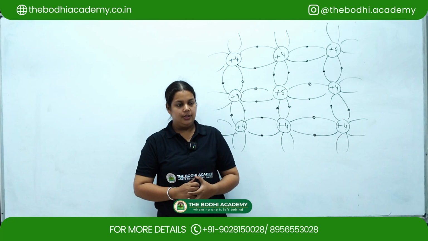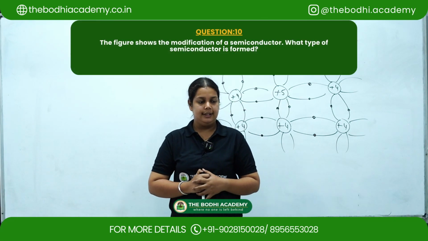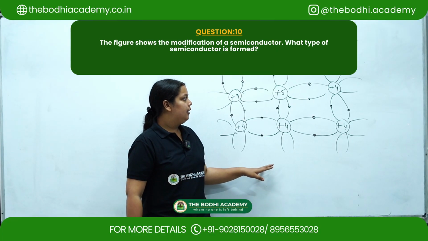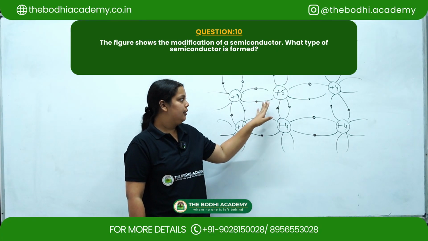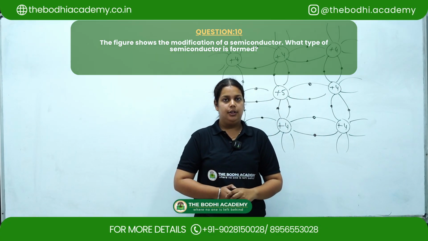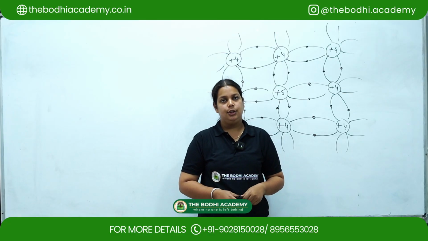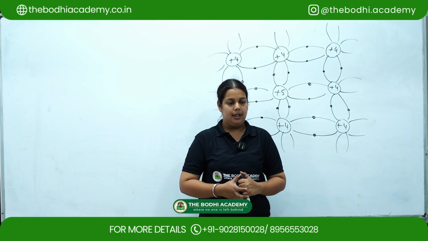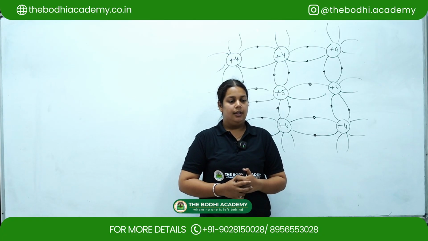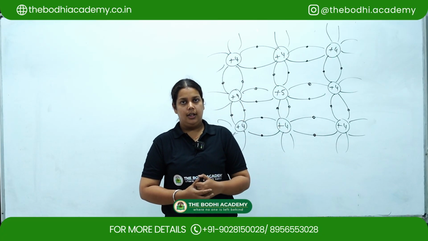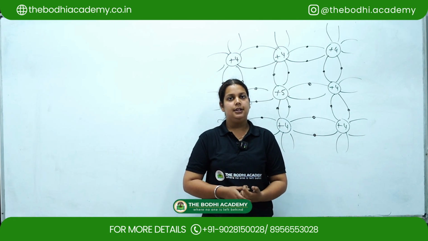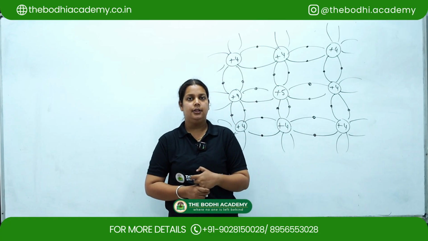Coming to the last question, the figure shows the modification of a semiconductor. What type of semiconductor is formed? So from the figure we can make out that it is a pentavalent ion, so it is an n-type semiconductor. How is the modification achieved? Modification is achieved by doping a pure semiconductor, such as silicon or germanium, with an atom of group 15. And what is its effect? So the conductivity of the semiconductor will increase after doping with the group 15 elements, as the majority charge carriers, electrons, will increase.